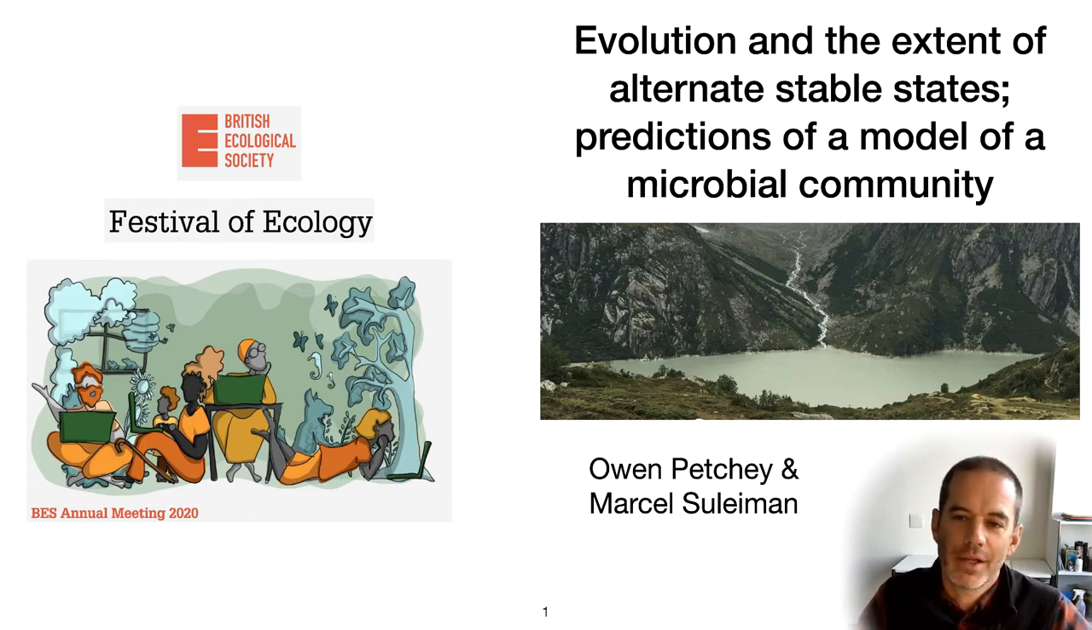My name's Owen Petchey and this is a talk in collaboration with a postdoctoral researcher I'm working with, Marcel Suleiman. It's about the evolution and extent of alternate stable states, and it's about predictions of a model of a microbial community. There is a photograph of a lake here because the model is most relevant for aquatic ecosystems like this lake, and particularly lakes where there's strong stratification.